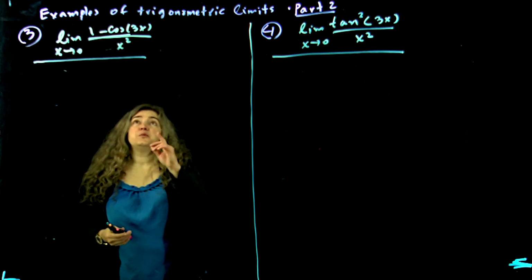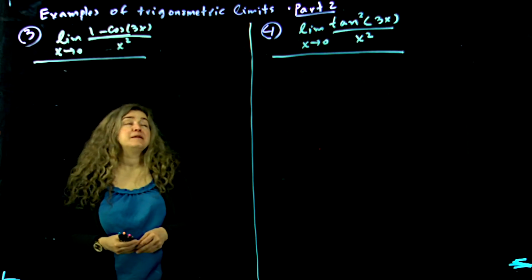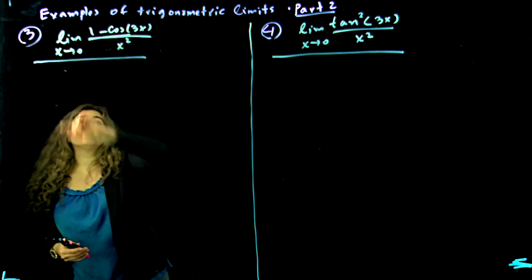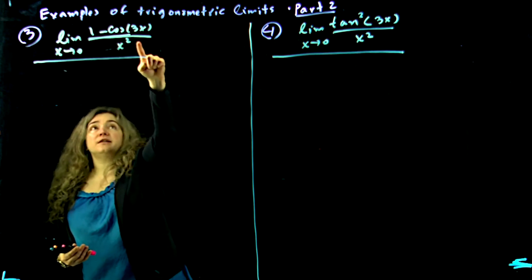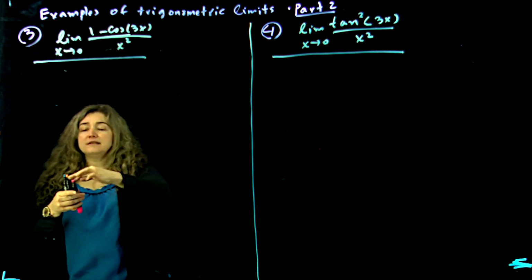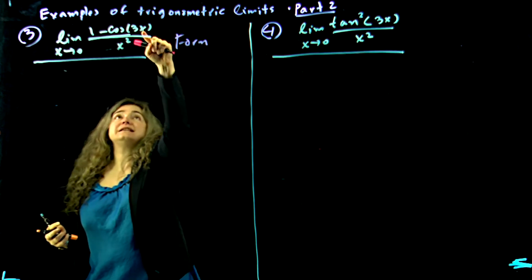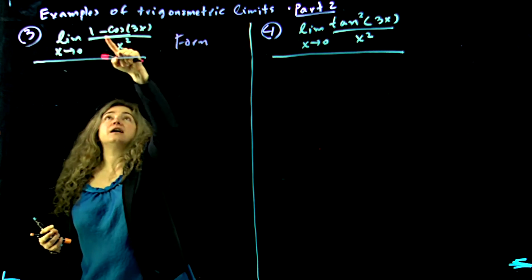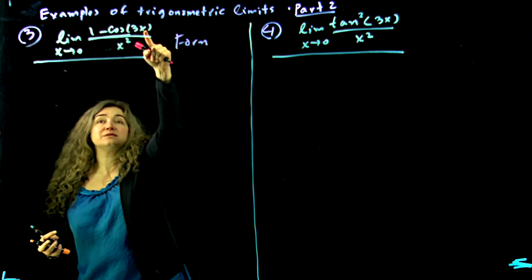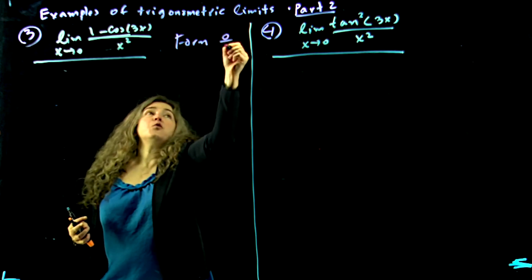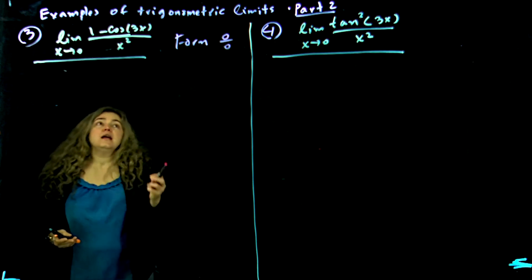So we're continuing with examples of trigonometric limits, part 2. This time around, I have the limit as x approaches 0 of (1 minus cosine 3x) over x squared. What is the form? Let me check. If I plug in 0 for x, I get cosine of 0, which is 1, 1 minus 1 is 0, and in the denominator 0, so the form is 0 over 0.